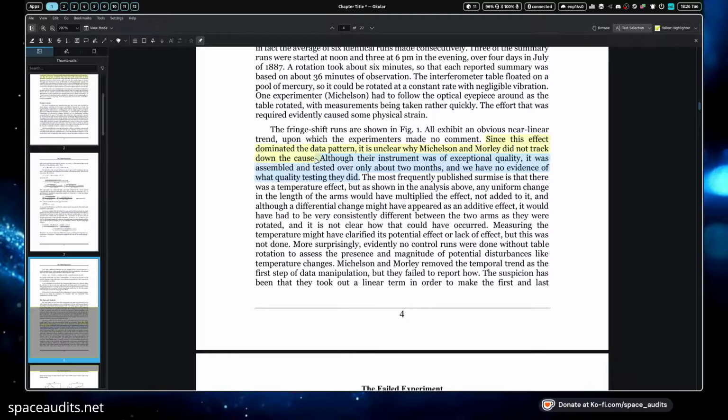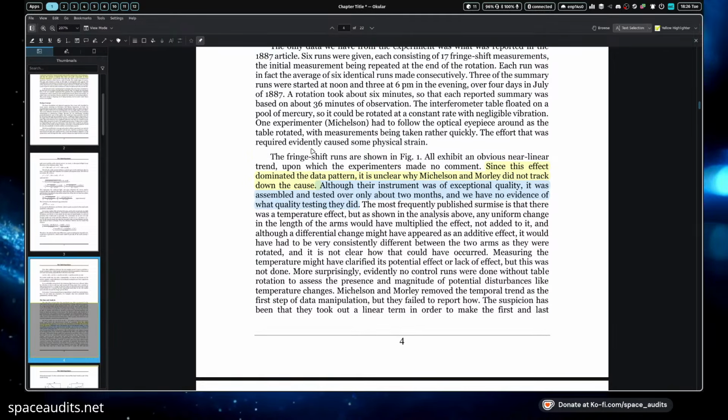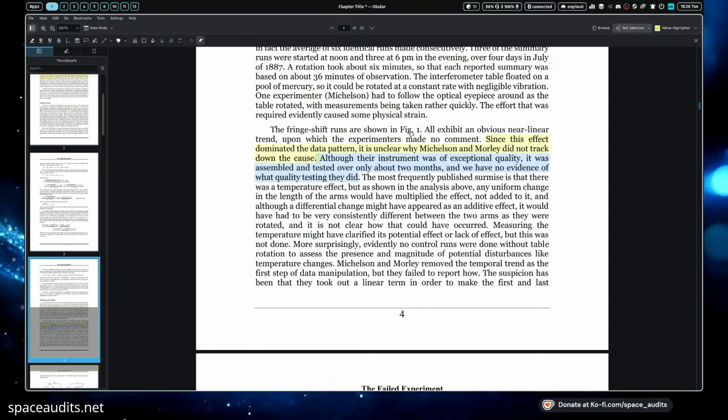All right. So let's see here. I might have skipped a section here. Physical strain. Yeah, the fringe shift runs are shown in figure 1. They all exhibit an obvious near linear trend upon which the experimenters made no comment. Since this effect dominated the data pattern, it is unclear why Michelson and Morley did not track down the cause. Because the cause was that the Earth wasn't moving fast enough to how established science knew how to interpret the fringes.